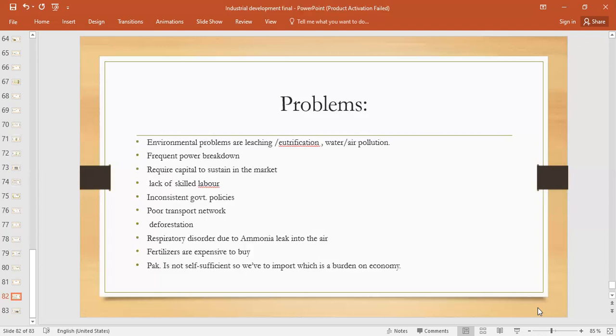Deforestation, right? That is caused by the fertilizer industry in order to get minerals and solid components as raw material, like gypsum, sulfur, and natural gas, in order to produce fertilizers.